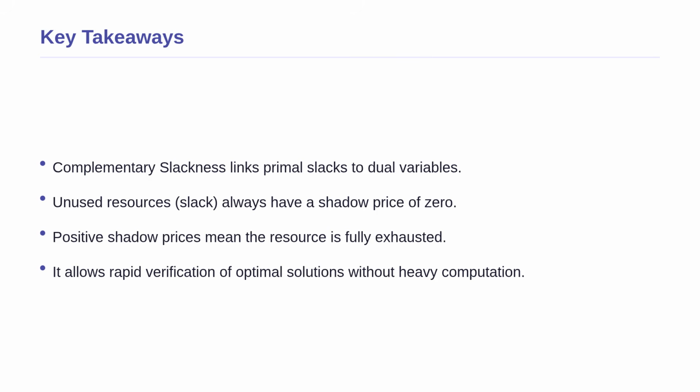We have now covered the full topic of complementary slackness. Let us reinforce the three most important ideas. First, this theorem serves as the ultimate cross-check between a primal linear programming problem and its dual. Second, it enforces a strict economic rule. Unused resources always have a shadow price of 0, and positive shadow prices mean a resource is fully exhausted. Finally, by linking the slacks of one problem to the variables of the other, it provides a rapid way to verify optimal solutions without redundant calculations. Excellent work mastering this fundamental concept today.